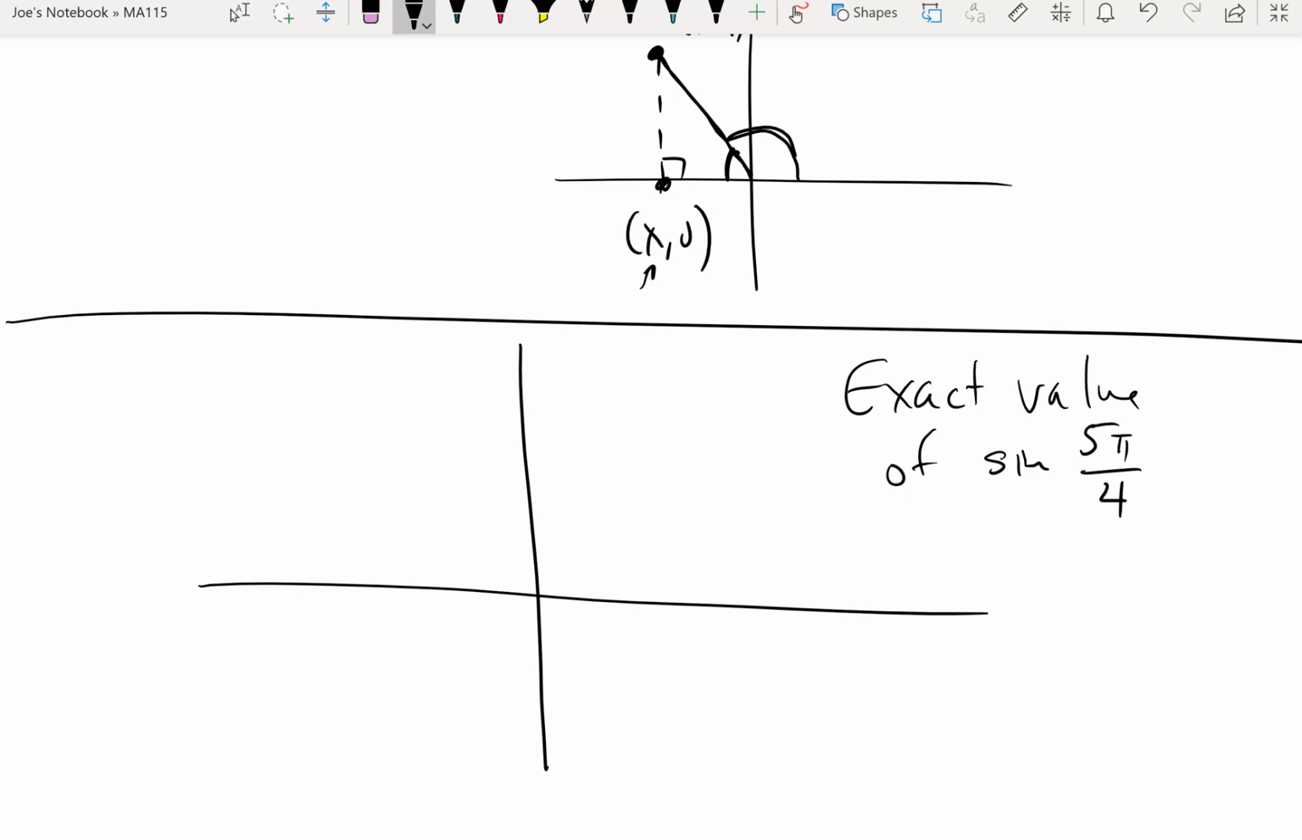One of the nice things about radians, especially when you're writing them as multiples of pi over something, is that the reference angle turns out to be really easy to figure out. For degrees, it's a little more difficult. You actually have to do some subtraction. For radians, it's easy, if you've already got it written down as pi over something.